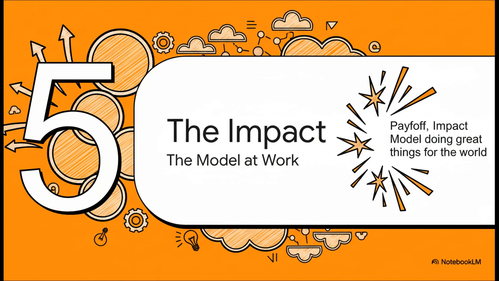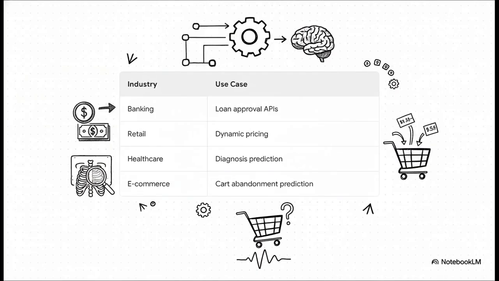So now let's look at the payoff. What can this model, now that it's supercharged by an API, actually do for the world? This is where it all comes together. A bank can get an instant loan decision. Instead of a customer waiting days for approval, their application data gets sent to the API, the model returns a risk score in milliseconds, and a decision is made right there on the spot. That is a massive improvement in customer experience and efficiency, all powered by the exact architecture we just walked through.